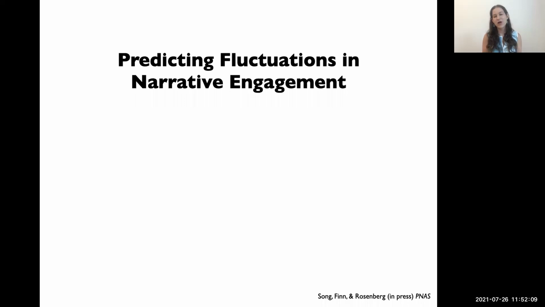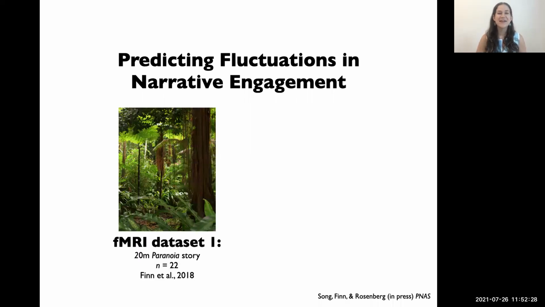In this project, Hayoung was really interested in asking whether changes in functional connectivity strength capture changes in attention fluctuation in naturalistic narrative contexts. In order to do that, she used two fMRI datasets that are openly available in the field. The first is a dataset collected by our collaborator, Emily Finn. This was a sample of 22 individuals. Each individual listened to an audio narrated story during fMRI, and the story was purposely written to be suspenseful and to have mysterious twists and turns.